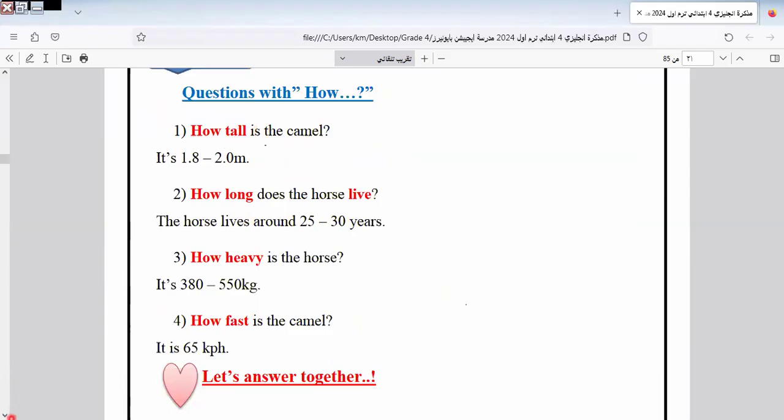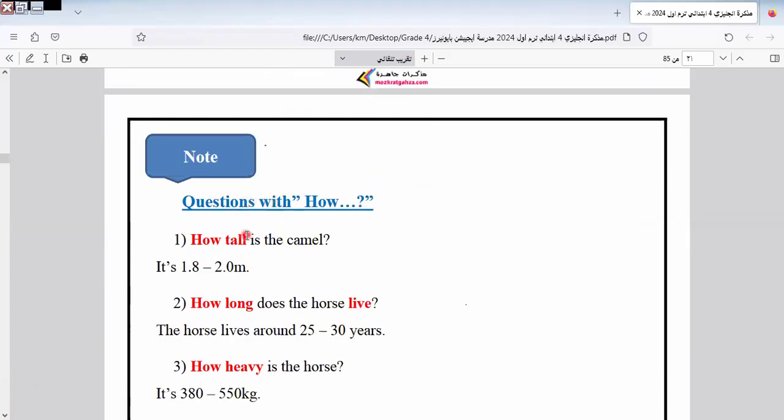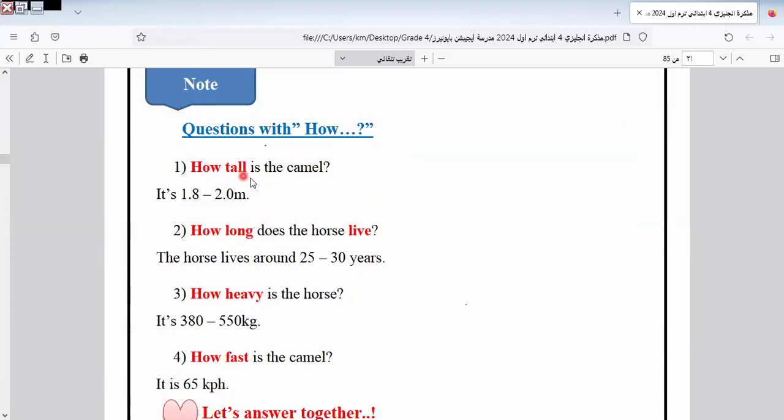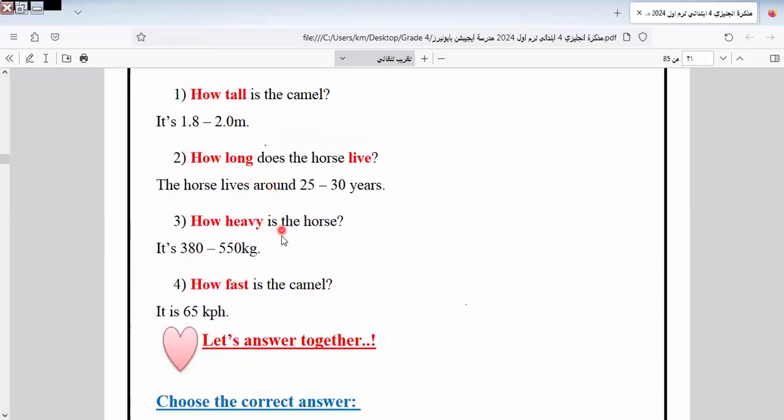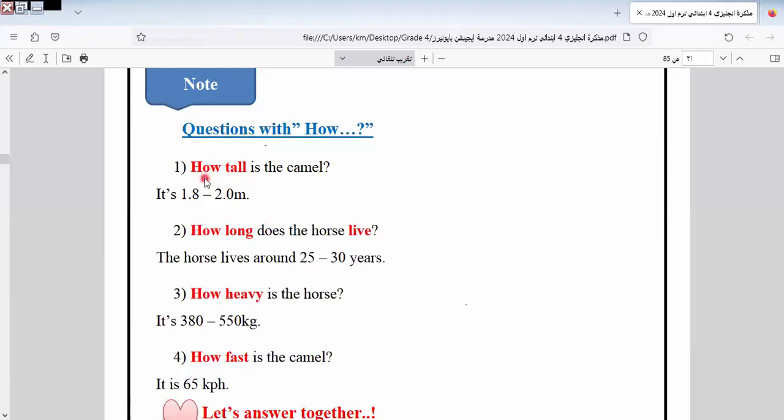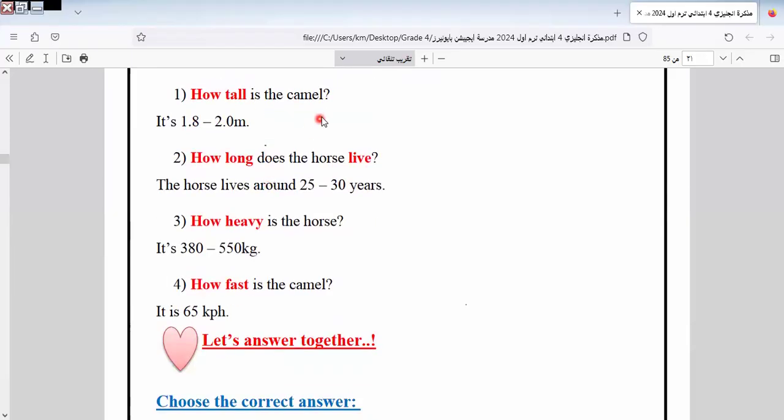In this unit, we talk about how tall, how long, how heavy, how fast. We know every form of this how. When we talk about how tall, I talk about the height of what? Of the camel. We use tall for animals, trees and persons. How long, here, is used for a period of time.